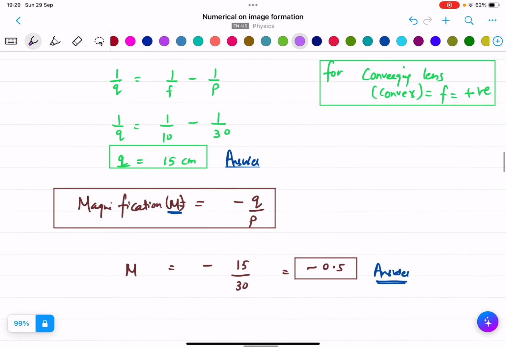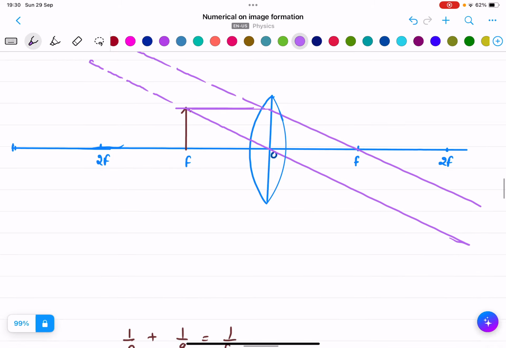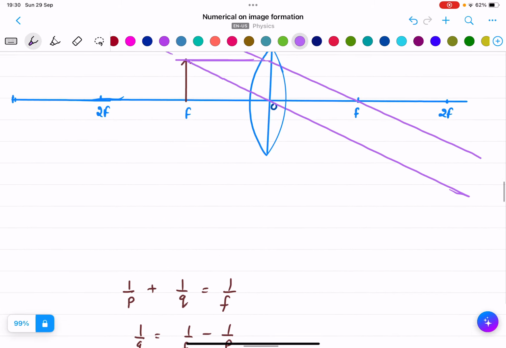Yes, this is the B part. Because the object is already at focus, now we need to find the image. You can see on the right hand side the rays are not meeting, so we need to extend them. If I am extending them, you can clearly see they are going to meet somewhere. But where? This case is similar to what I discussed in my previous video, when the object is placed at focus.